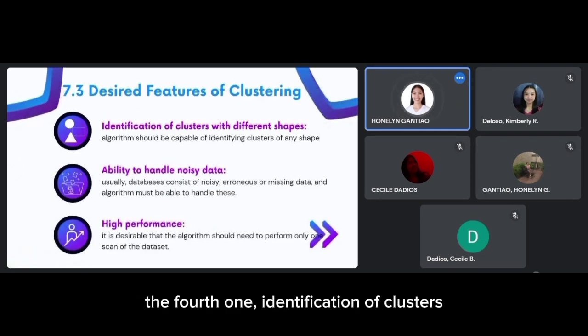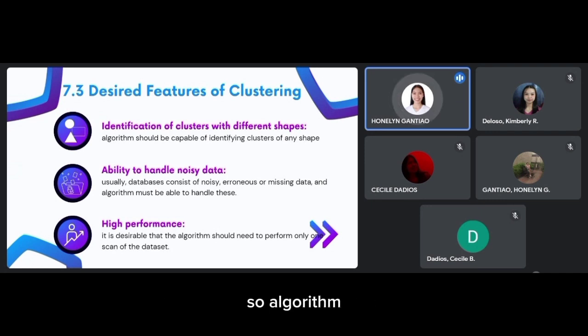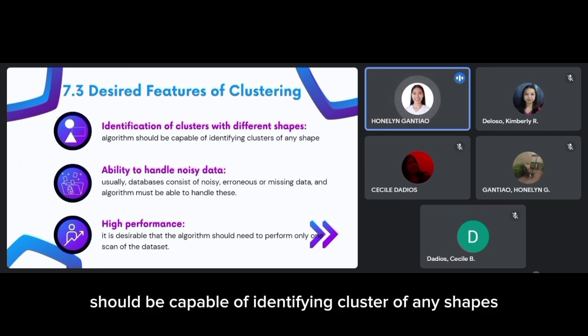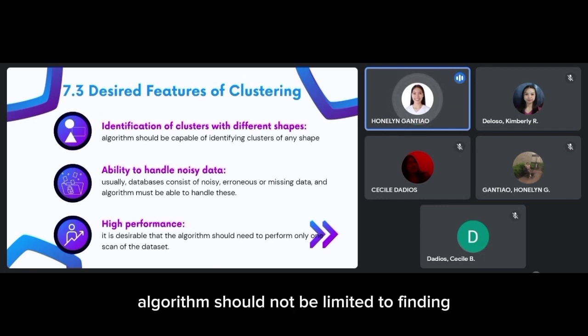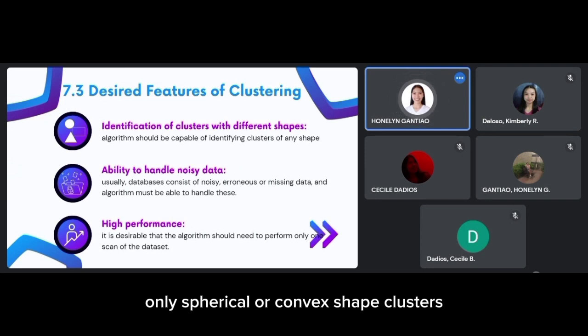The fourth one, identification of clusters with different shapes. Algorithms should be capable of identifying clusters of any shape. Clustering algorithms should not be limited to finding only spherical or convex shaped clusters. They should be able to identify clusters of various shapes, including non-convex or irregular shapes.